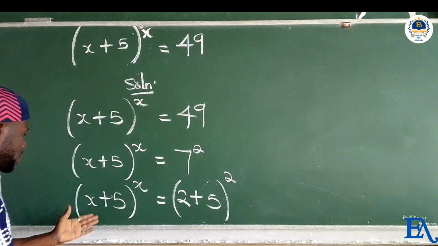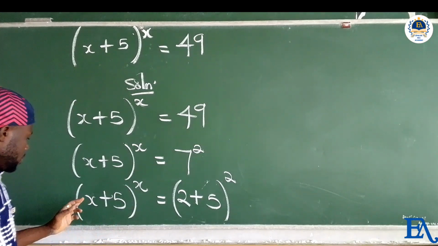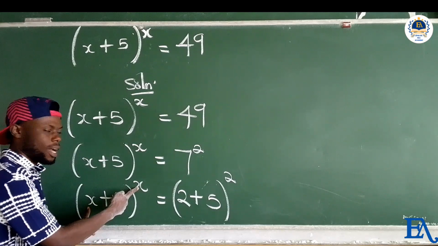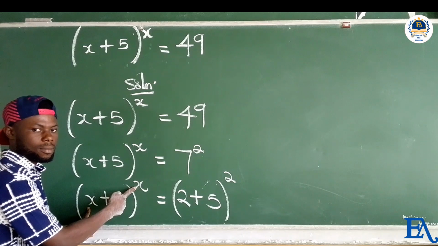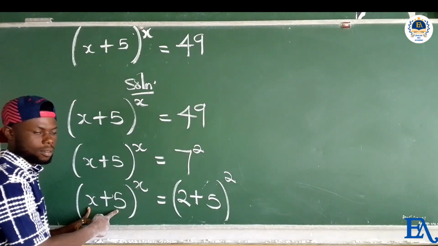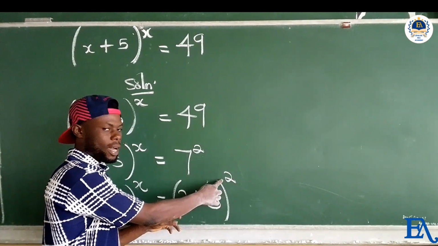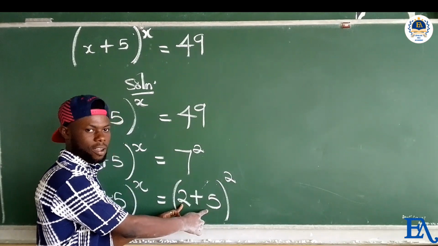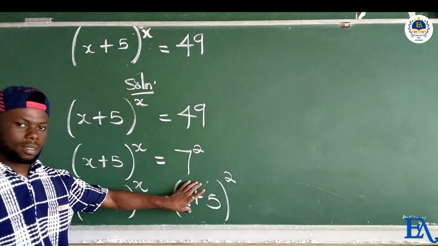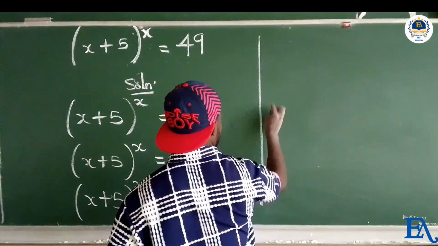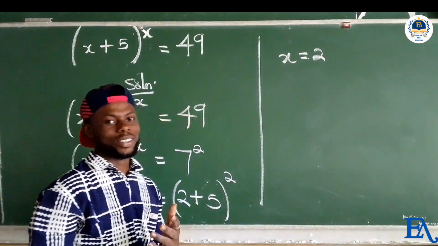Now if you compare these two brackets, you will observe that the number here and the number here are the same. x and x are the same. Why this one is 5? If you also compare this bracket, you observe that this number and this number are the same numbers. Why this one is 5? Because this bracket is looking like this bracket, we can simply say that x is equal to 2, which is the final result.